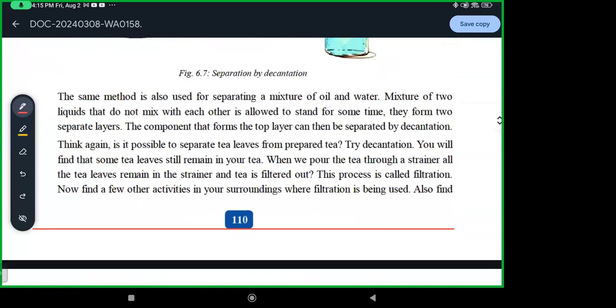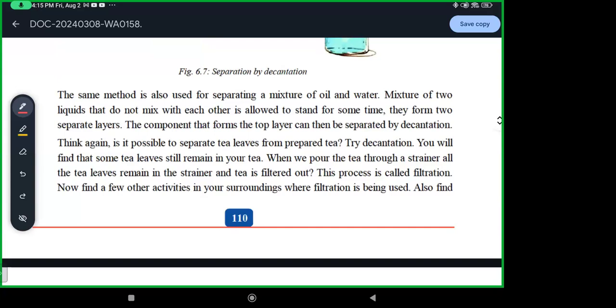Then, the same method is also used for separating a mixture of oil and water. Okay, a mixture of two liquids that do not mix with each other is allowed to stand for some time. Means that, suppose this is my water, and oil floats on it. So this is allowed to stand for some time. This is my container. It is left to stand like that, and they form two separate layers. The component that forms the top layer can be separated by decantation.